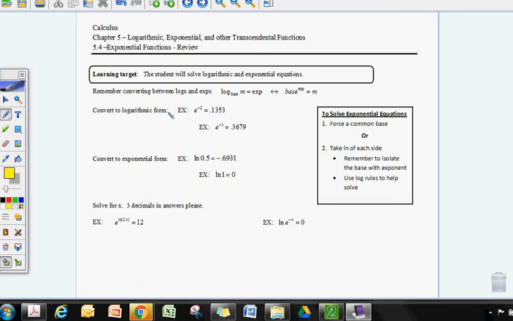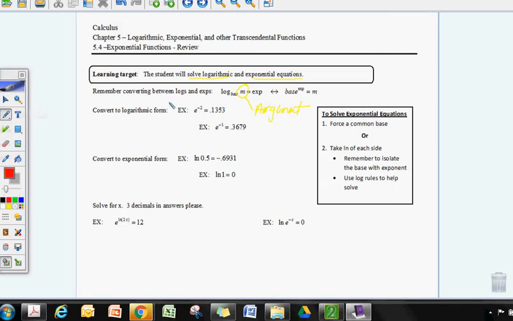This is day 3 of pre-calc review, and today we're going to solve logarithmic and exponential equations. So we're going to start off with just a little itty-bitty review. Log base m equals exponent. This m has a name, and it is called the argument, A-R-G-U-M-E-N-T, if I can spell argument. You need to know that word because I will use it tonight.